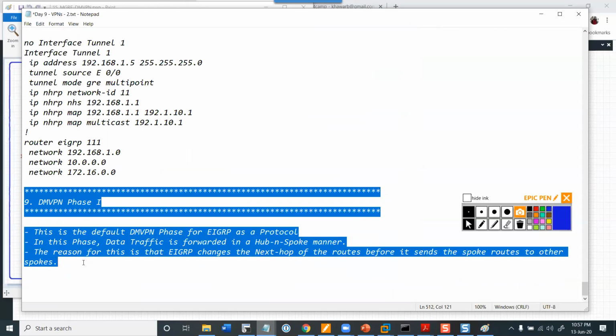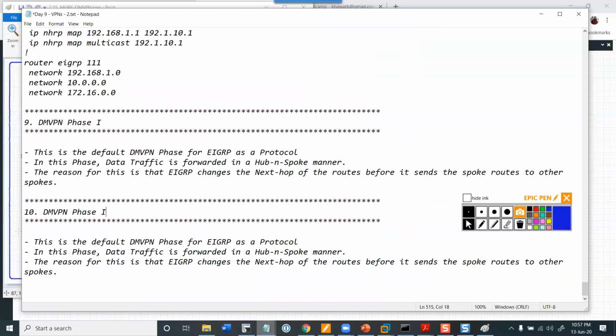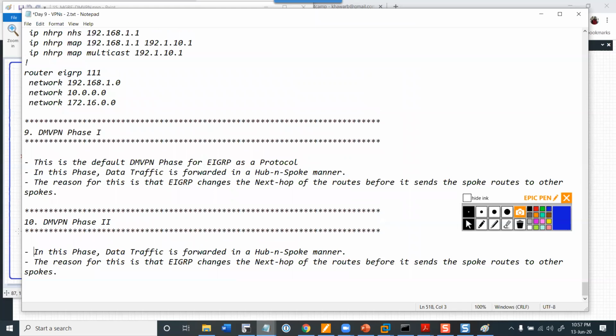What if I did want it to go not via the hub? I wanted my routing traffic to go direct. My networks, the internal networks, the LAN segments, to go direct, spoke to spoke. In this phase, data traffic is forwarded in a spoke to spoke manner.